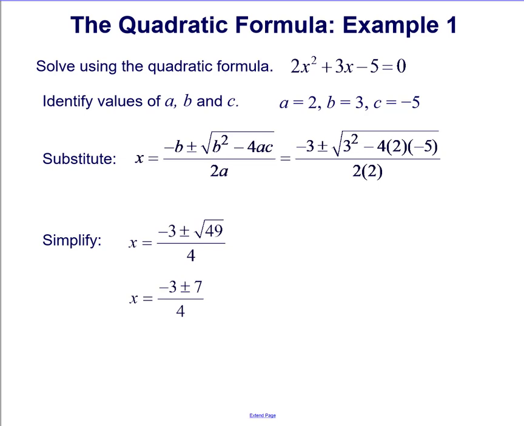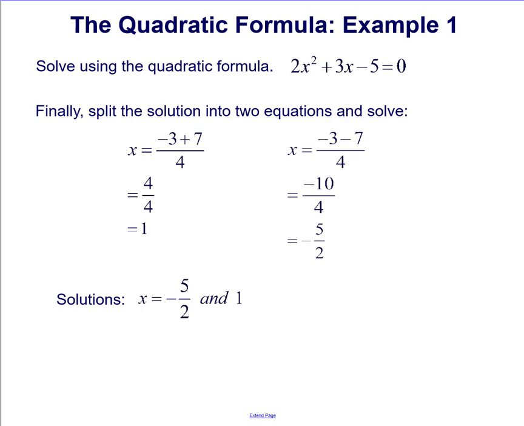So I make my substitutions. B is equal to 3. So everywhere I see a b, I replace that with a 3. Everywhere I see a, I replace that with 2. And everywhere I see the letter c, variable c, I replace that with a negative 5. Doing our arithmetic, we get minus 3 plus or minus the square root of 49 over 4. And we have x is equal to negative 3 plus or minus 7 over 4.